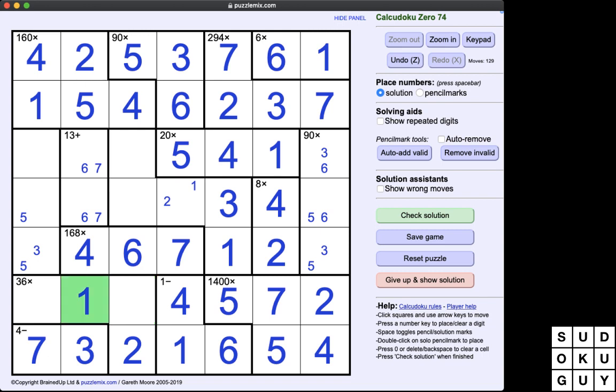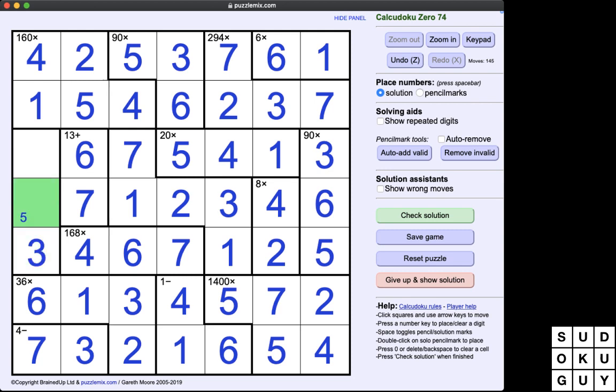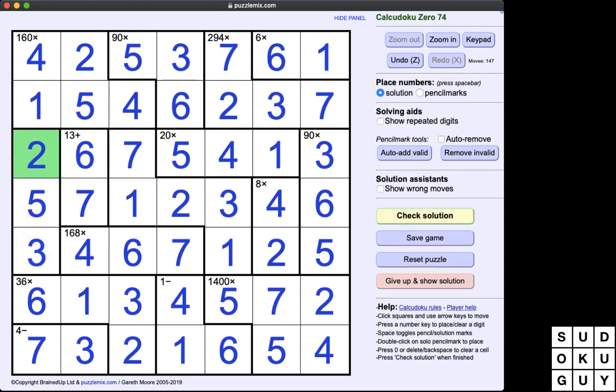3 and 6 left here. Okay, that's good. That multiplies to 36. 2 times 3 times 6. This has to be a 2. 3 and 6. Ooh, 7 and 1. 6 and 7. Okay, now we just finish. Check solution.